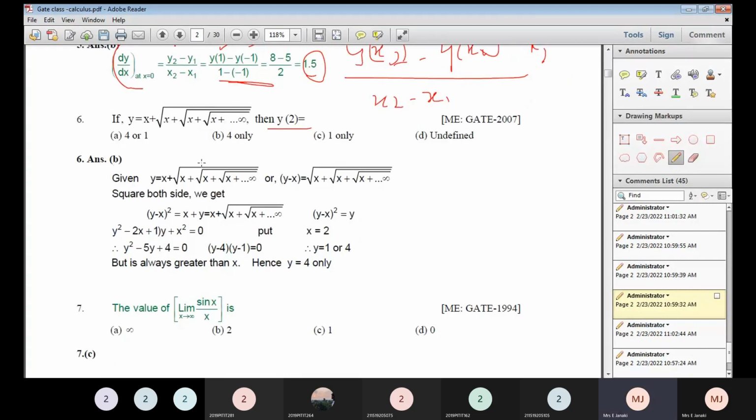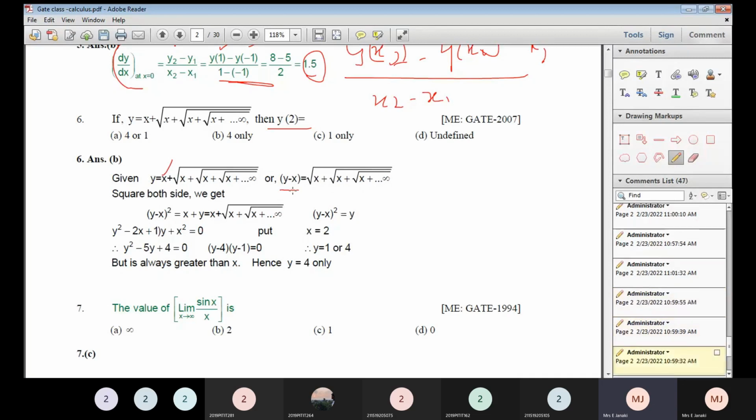So now we'll try this problem. What is the given problem? y is equal to x plus square root of x plus square root of x, and so on. Now I'm taking this x to the left side. So we are getting y minus x on the left side, equal to square root of x plus square root of x plus, and so on up to infinity. When you square on both sides, the left side becomes y minus x the whole square.